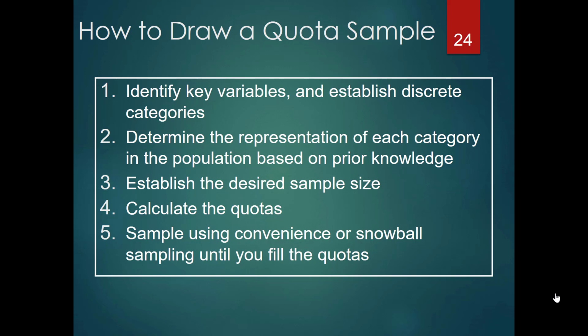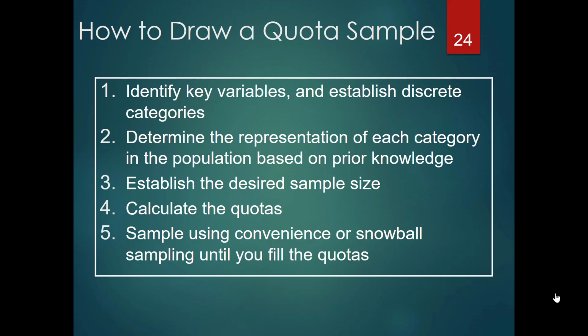So how do you draw a quota sample? Well, you need to identify key variables and establish discrete categories. What key variables are you looking for? What do these participants need to have? You need to determine the representation of each category in the population based on prior knowledge. So based on what you already know about this population, determine what each category needs to have, and then establish the desired sample size, calculate the quotas, and then sample using convenience or snowball sampling until you fill the quotas.